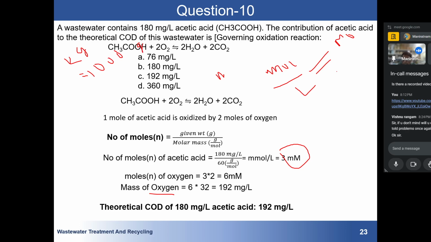Similarly, you might have meter, centimeter, decimeter, millimeter. Similarly gram, kg, gram, milligram. Got it? So it is just saying that if you take 1 liter of sample, in that 1 liter 180 milligram of acetic acid is present.